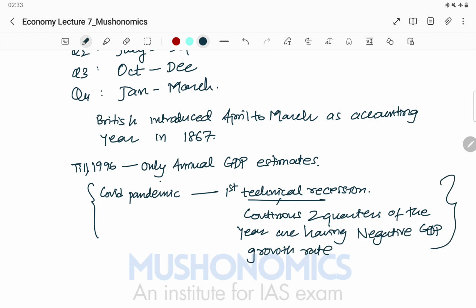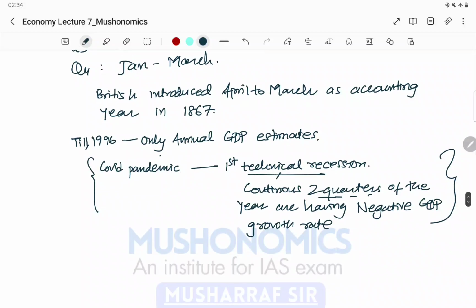So before COVID also, India saw in many years after independence, we saw drought, we saw many things, right? And that was a kind of recession. But we cannot call it a technical recession, because the definition of technical recession is for two successive quarters. But we do not have quarterly data for those years, because till 1996 we had only annual estimates, no quarterly estimates. That's why we are not able to understand what exactly the technical recession is. So if many of us are hearing that during COVID India saw its first ever technical recession, that doesn't mean we did not have recession in the past, right? I hope we are clear on this.